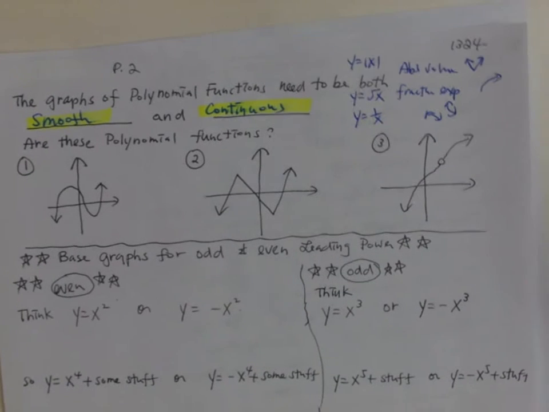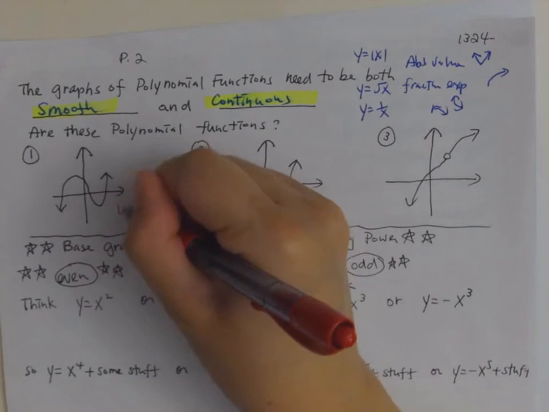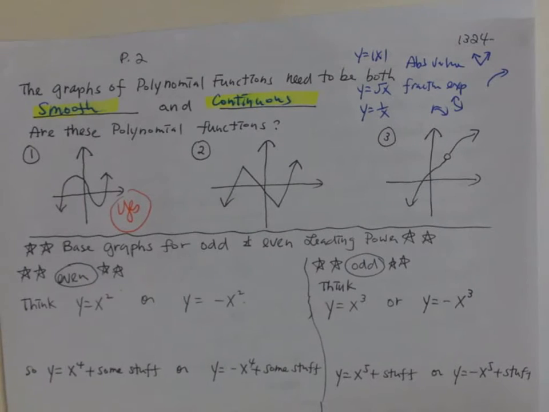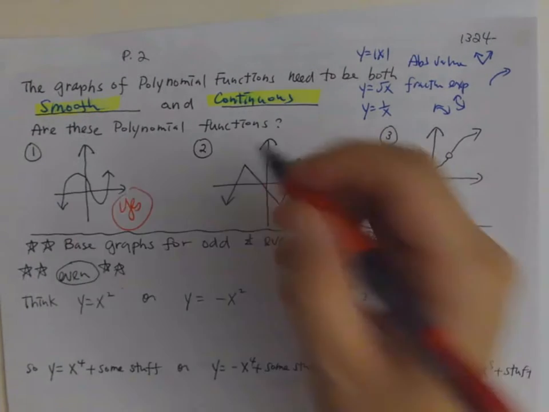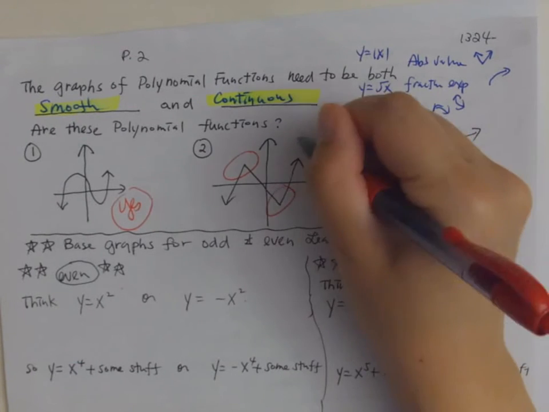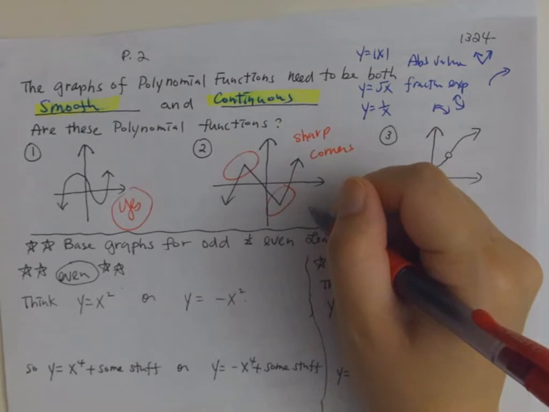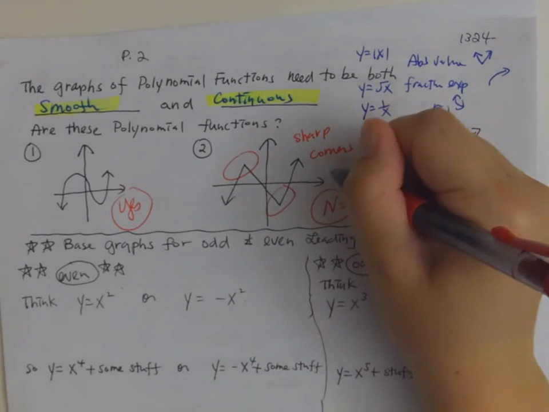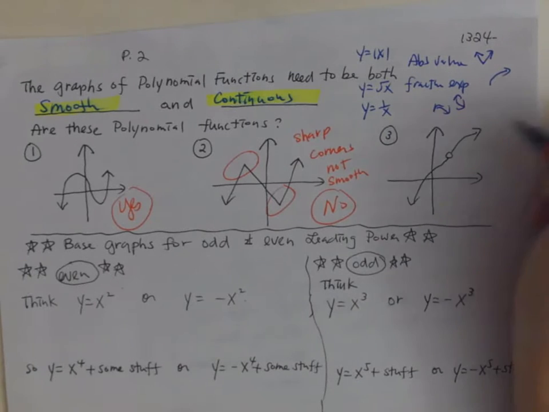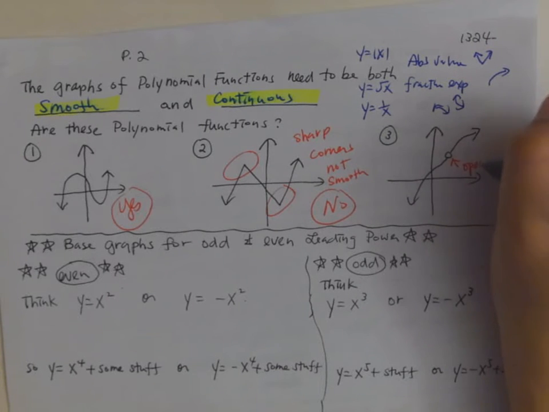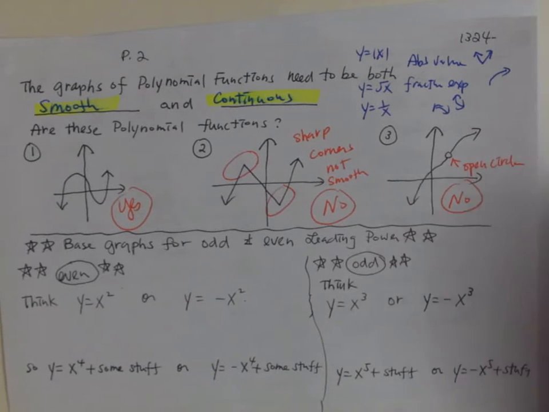Look at these three graphs. The first one, is it smooth and continuous? Yes, so this is a polynomial function. The second one has a sharp corner, so it's not smooth, so no, it's not a polynomial function. And the last one has an open circle here, so this is not a polynomial because it's not continuous.